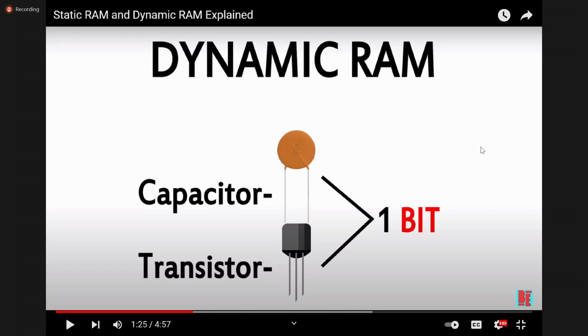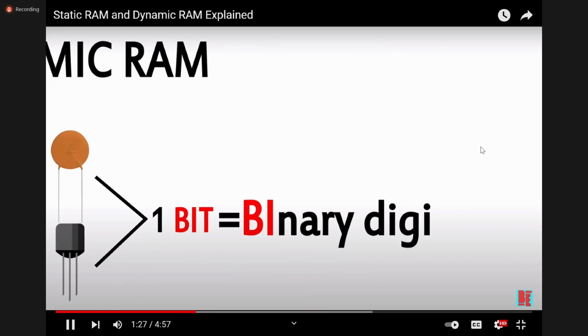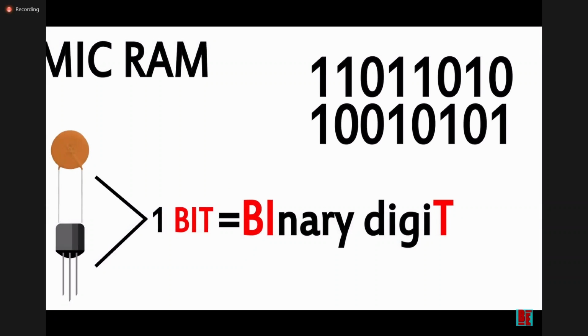Or through the gates. As I mentioned in my video on binary, this code of ones and zeros is what all data and instructions come down to.